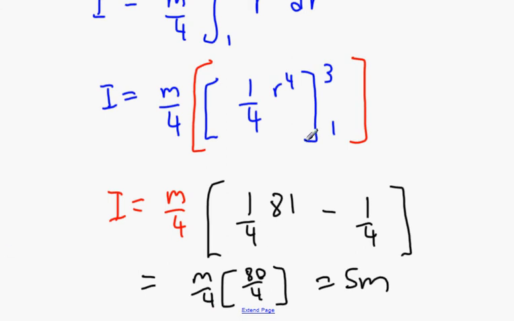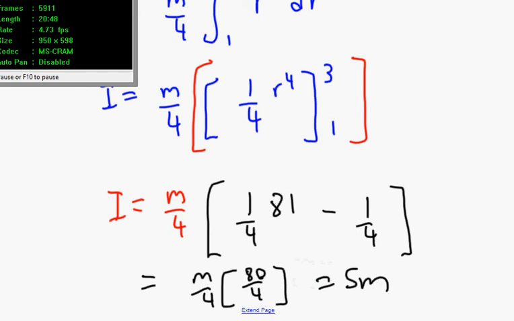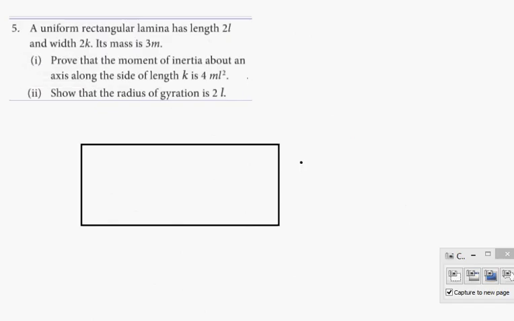Okay, so a uniform lamina, a rectangle lamina of length 2L and width 2K. So let's set out our 2L and our 2K. Okay, now that that's done, you want to prove that the moment of inertia about an axis along the side K is 4ml squared.